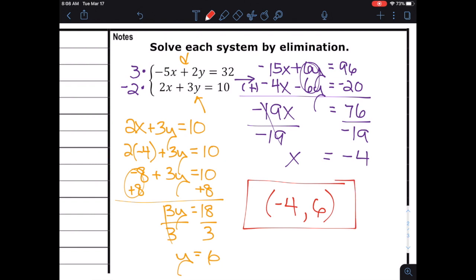And that's my answer. All right, I hope this all makes sense. Feel free to review it for any questions that you may have.